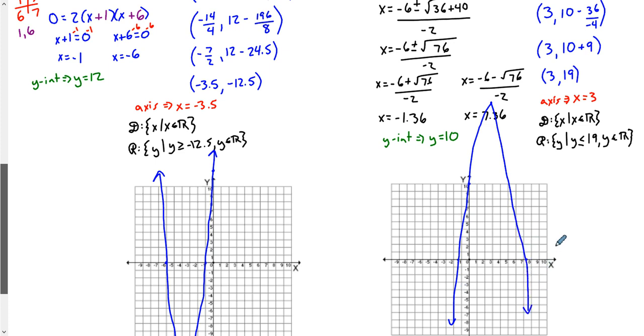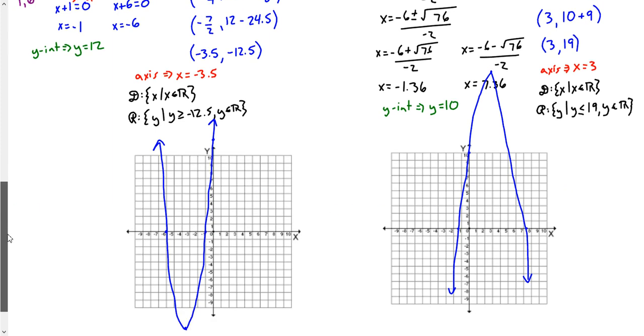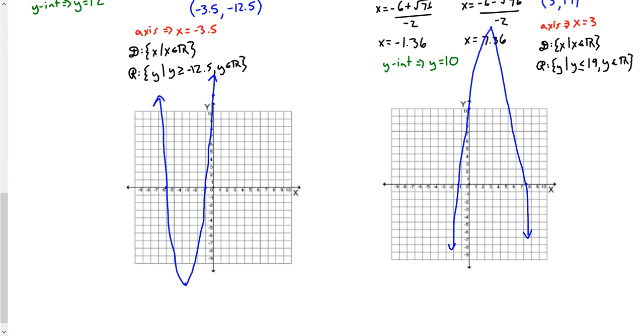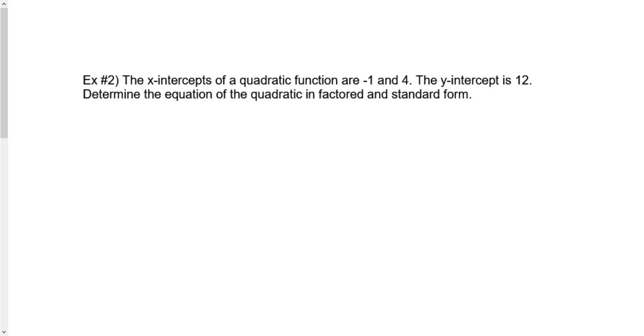This one for sure is not going to be the greatest, but it does its purpose. And one final example: the x-intercepts of a quadratic function are -1 and 4. The y-intercept is 12. Determine the equation of the quadratic in factored and in standard form.